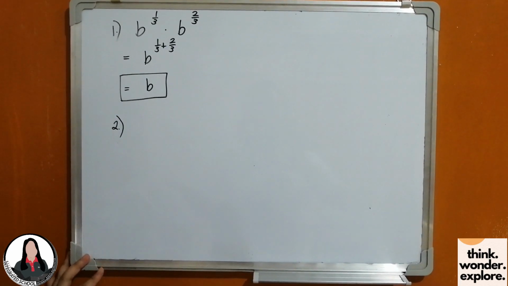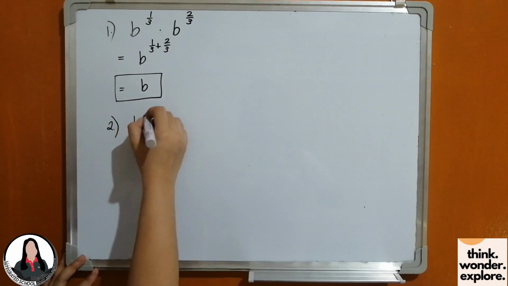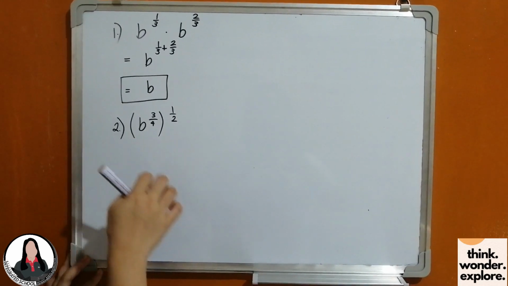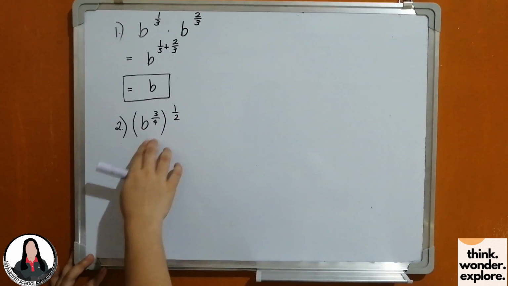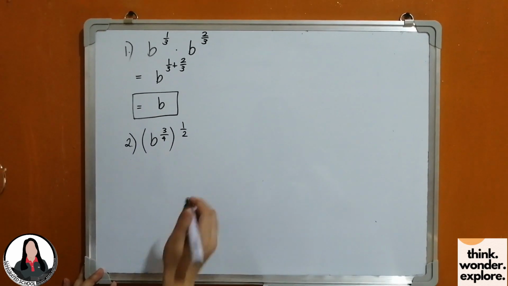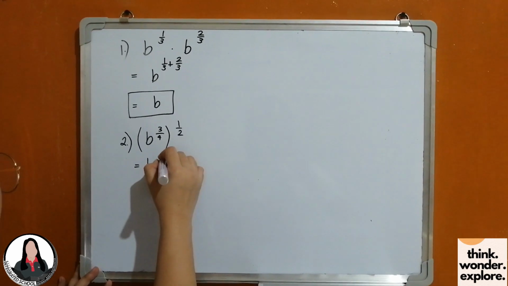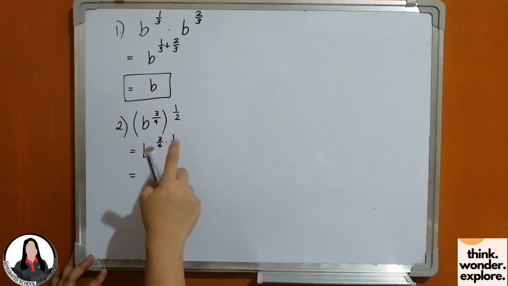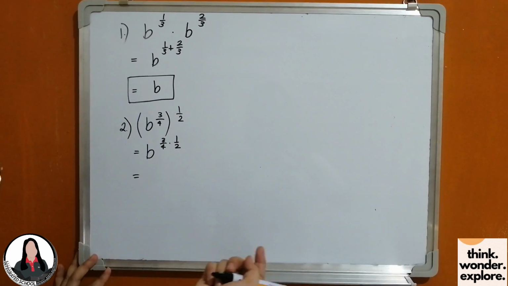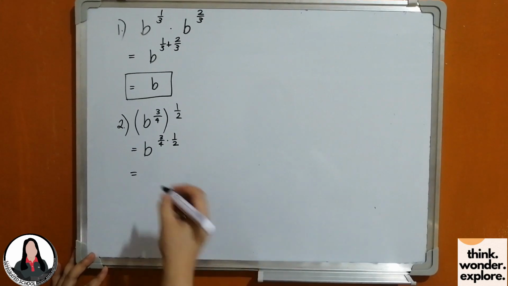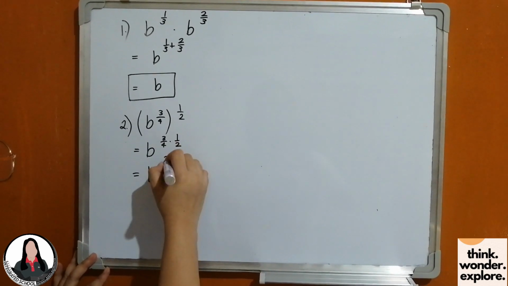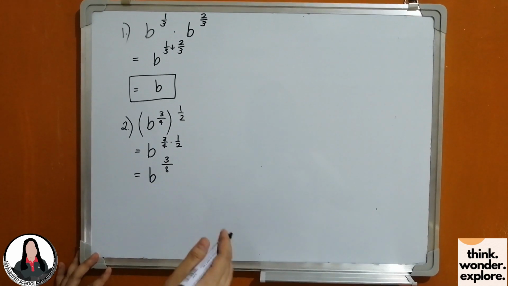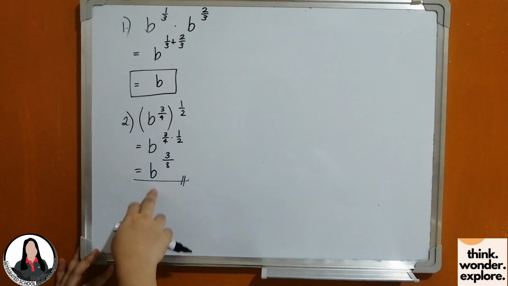For the second example, we have b raised to 3/4 times 1/2. According sa power of a power rule, when we are raising an exponential to another exponent, we just have to multiply the two exponents. So, copy the base and then multiply the exponents. When we are multiplying fractions, we multiply the numerator by the numerator and denominator by the denominator, and then we simplify. So, b, 3 times 1, that is 3 all over 4 times 2, that's 8. Since 3 over 8 ay wala ng lowest term, ang ating sagot will be b raised to 3 over 8.